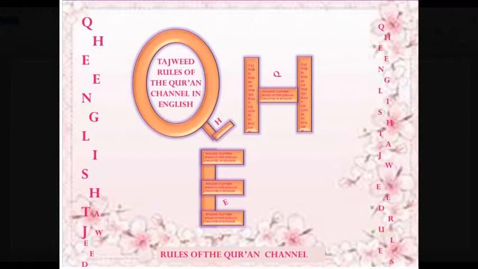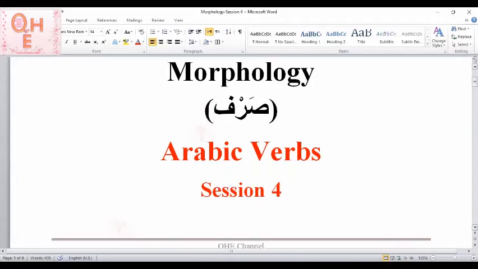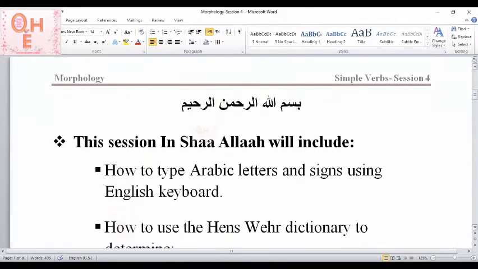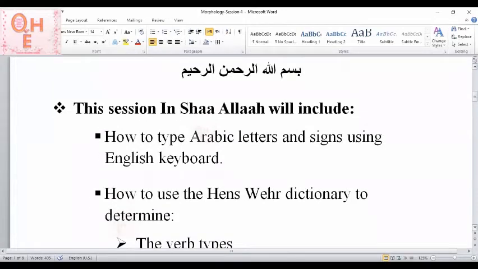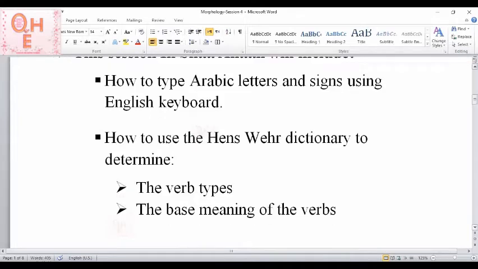Inshallah, in this session, we are going to continue learning about the Arabic verb patterns and how we can recognize Arabic verbs from the Quran, inshallah. So in this session, what we will learn, let's go over that. Bismillahir Rahmanir Rahim. In this session, we will learn how to type Arabic letters and signs using an English keyboard. We will also learn how to use the Hinsware dictionary to determine the verb types and the base meanings of the verbs. Inshallah, let's proceed.